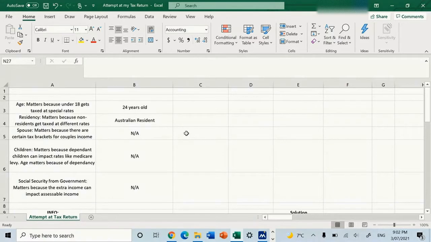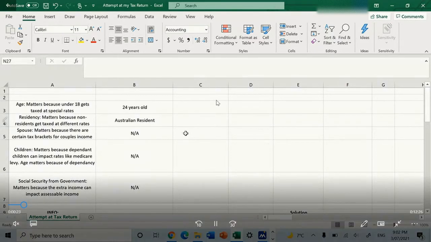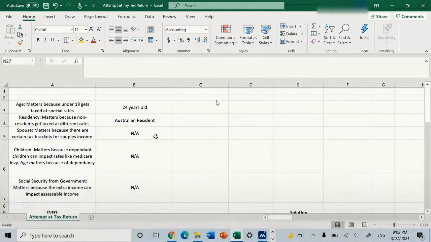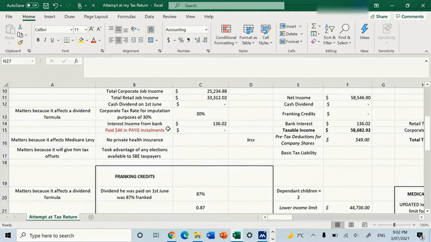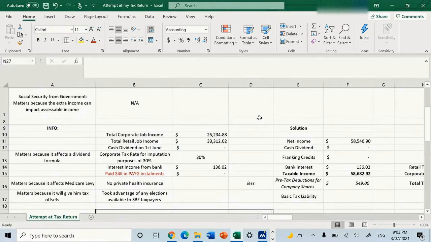Basically these notes here are from my CTA1 Foundations subject, which is taught by the Tax Institute in Australia. What CTA1 Foundations does is it teaches you the basics of tax, really. This one was more specific to individuals. You did learn a little bit about companies and whatnot.